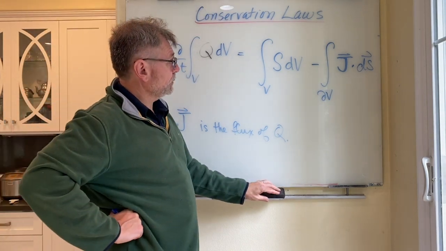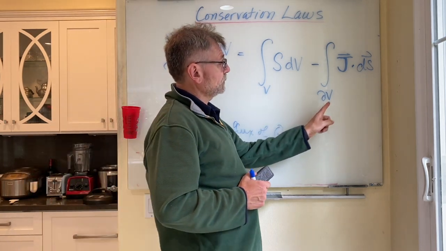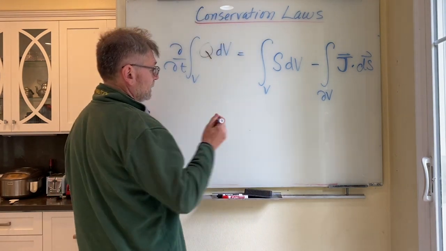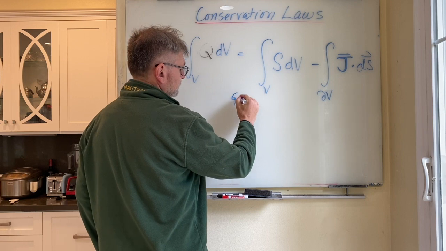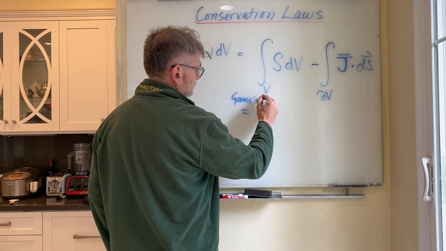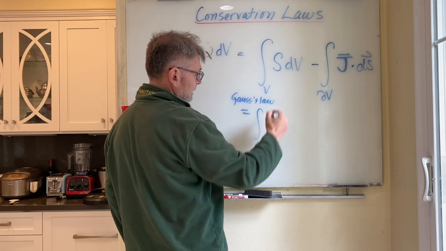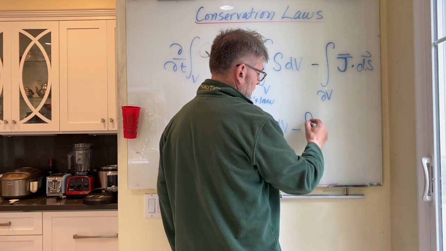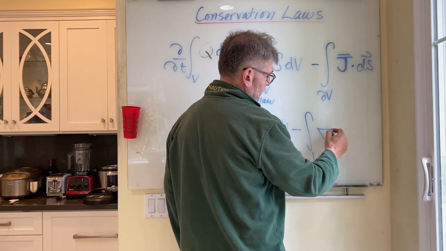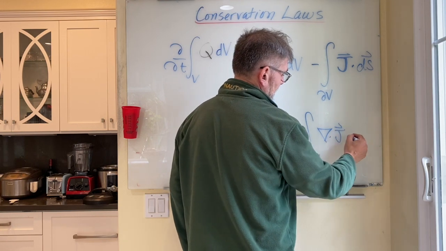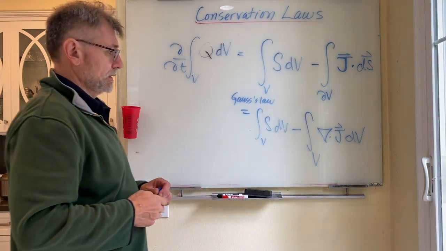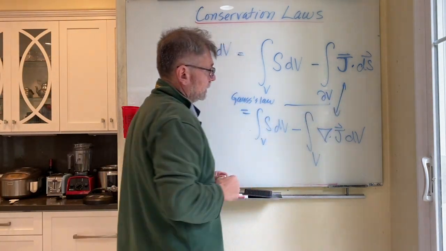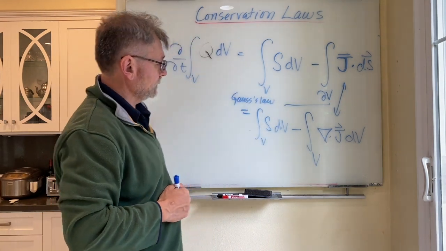The next thing we're going to do is use Gauss's law to convert this boundary integral of the outward flux into the divergence inside the volume. So we can rewrite it like this using Gauss's law. This part we keep the same, the integral of S dV. And this one will become minus the integral over the volume of the divergence of J, dV. This is through Gauss's law, which allows us to convert the surface integral into the volume integral.